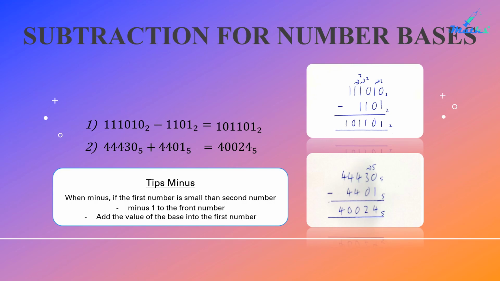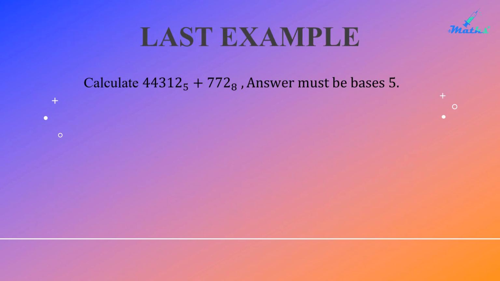40024 base 5. And this is the last question, and it's quite hard. Let's see. Calculate 44312 base 5 plus 772 base 10. The answer must be base 5.